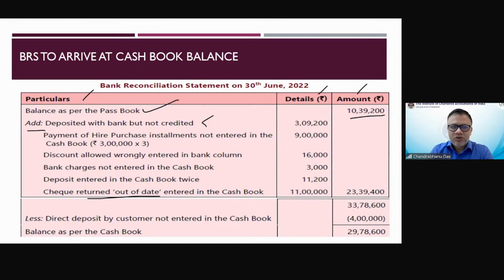First, you took the checks which are deposited in the bank but not credited. Then standing instructions, payment of hire purchase installments is not entered in the cash book, so I have added it back, because the information is not there with you. Discount allowed wrongly entered in the bank column, 16,000. Now the discount is wrongly entered in the bank column, which was not there in the passbook. But to increase the cash book balance, the 16,000 has to be added because you are arriving from the passbook.